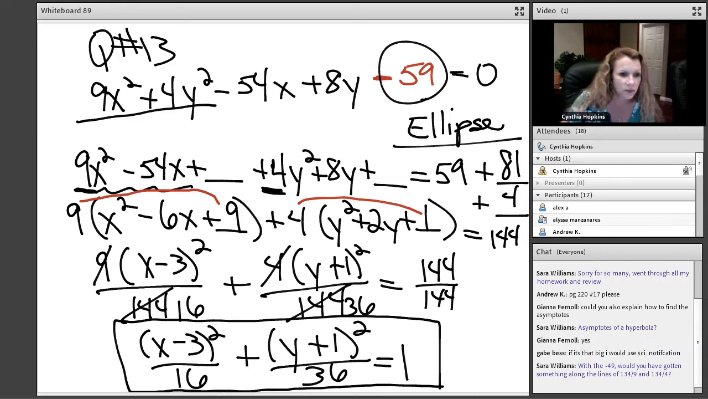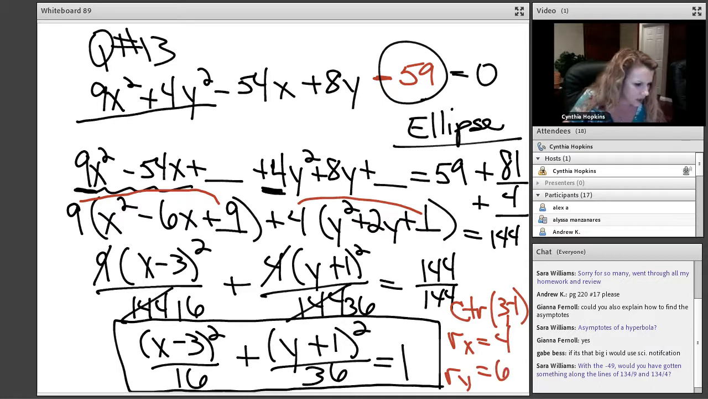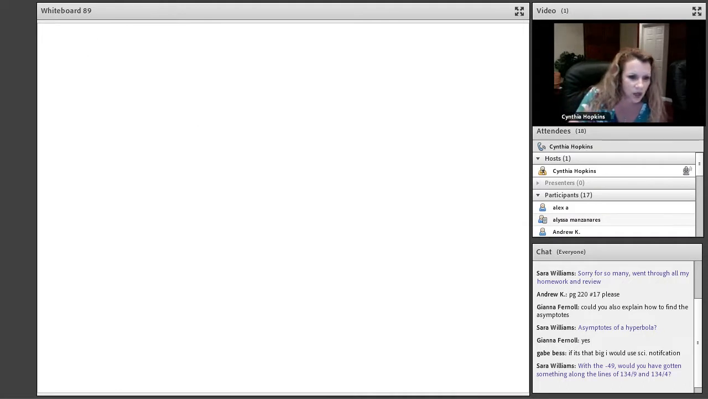Okay, here are the pieces of information you should know because of this equation. I know the center of my ellipse is the point 3, negative 1. I know my x radius is 4 and my y radius is 6. Okay, I'm going to assume you can graph that. Okay, actually, I want to show some more. Okay, I'll go ahead and graph it on the next page.